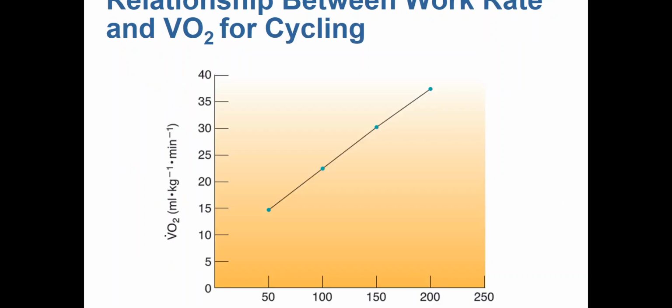Okay, and this is the relationship between work rate and the VO2 for cycling. Again, it's a completely linear line, meaning that as the work rate goes up, the VO2 max goes up. And this makes sense. As the power output or the work rate increases, the demand for oxygen increases. As it gets more difficult, obviously you're going to have to consume more oxygen.